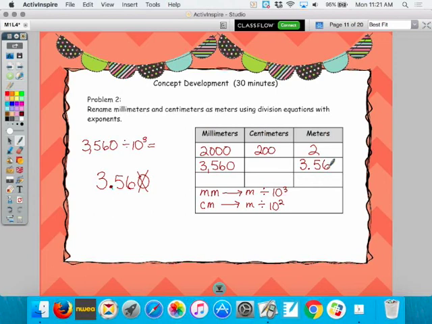Now, anyone want to take a guess on centimeters? 350. That's a good guess. 356. Okay. Anyone? George? 356,000. Oh, for centimeters? Okay, so let's try it. Now, go ahead and write a problem. What problem are you going to write to figure out centimeters?